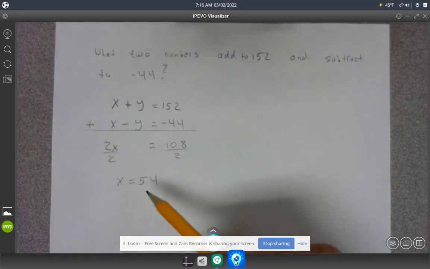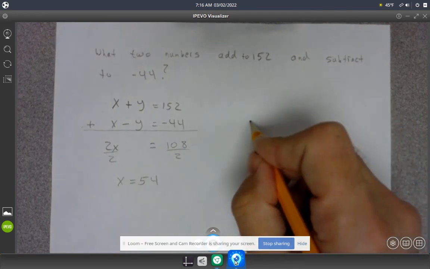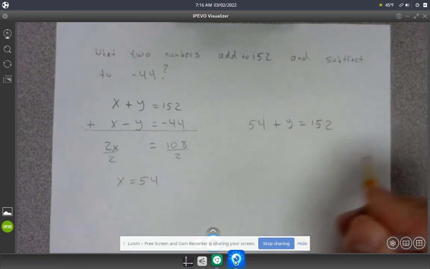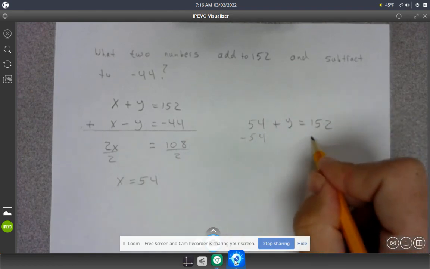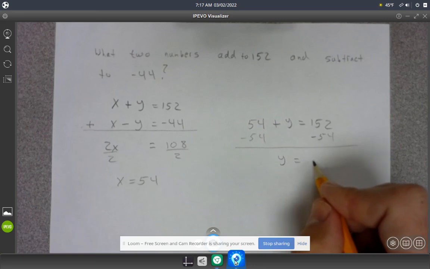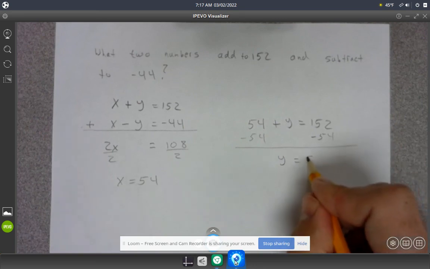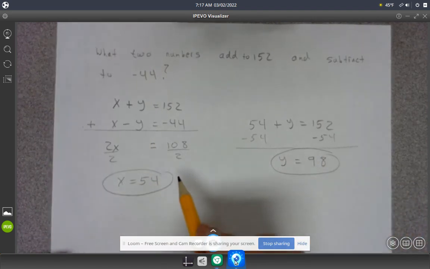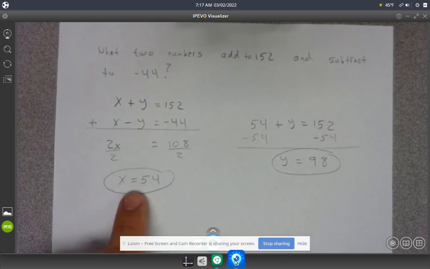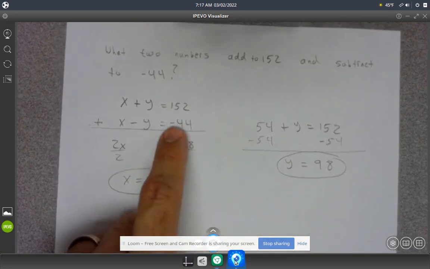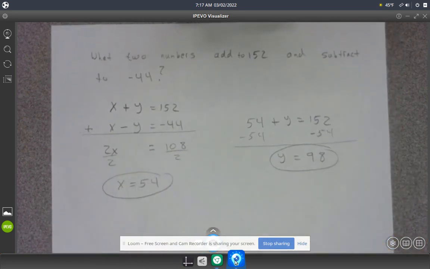And then to figure out the other number, we'll just plug this 54 back in for x. So I'll say 54 plus y is 152. Subtract this 54 from both sides. And that'll give us y equals 98. Yep, I believe that's right. I wish I had a calculator handy just to check it. But if I subtract those numbers, yeah, 54 minus 98, that'll give you negative 44. And then if you add them, of course, it gives you 152. Okay, that's it.